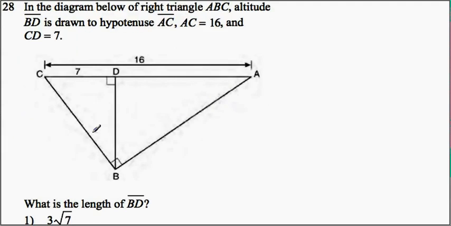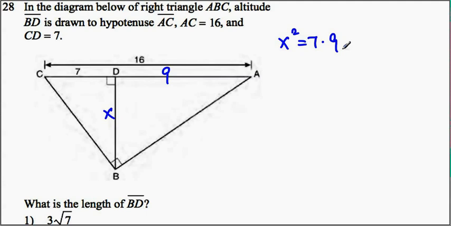Number 28, here we have BD. In fact, the relationship for BD, if I call this one x, then we realize this is 7. Here we get 9. The relationship is x squared must be equal to 7 times 9.